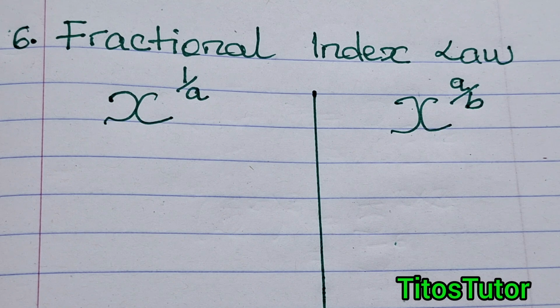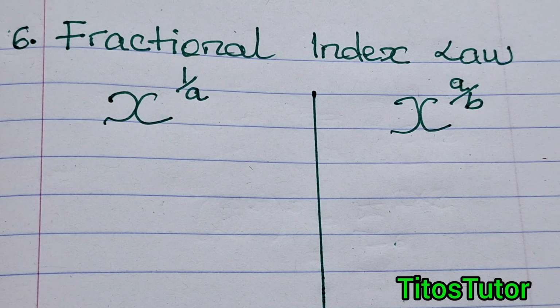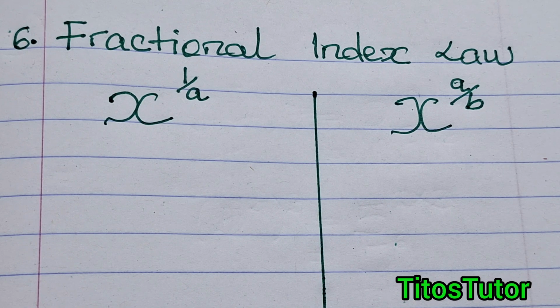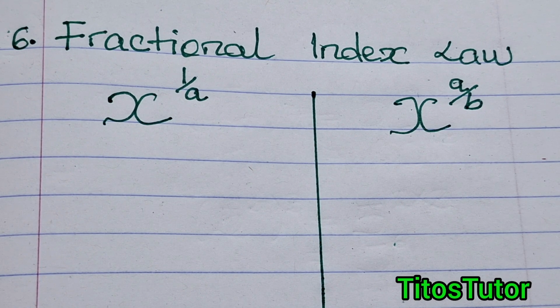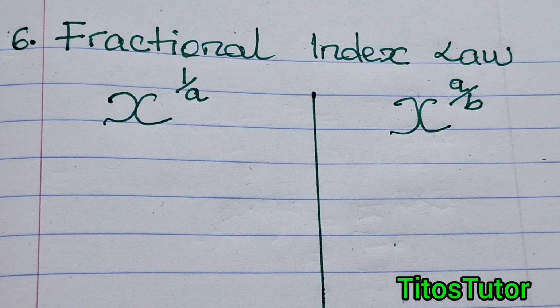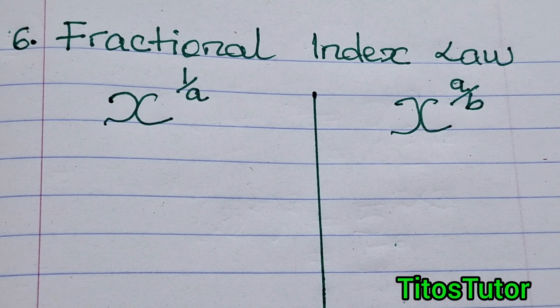Here's our final law of indices, and it's known as the fractional indices law. This is when your exponent, when your power, is a fraction. But this law is divided into two. We have the index that has 1 as the numerator. Your power is a fraction and the numerator is 1. Then there's the other part where your fraction has a numerator bigger than 1. It isn't 1, it's something else, right?